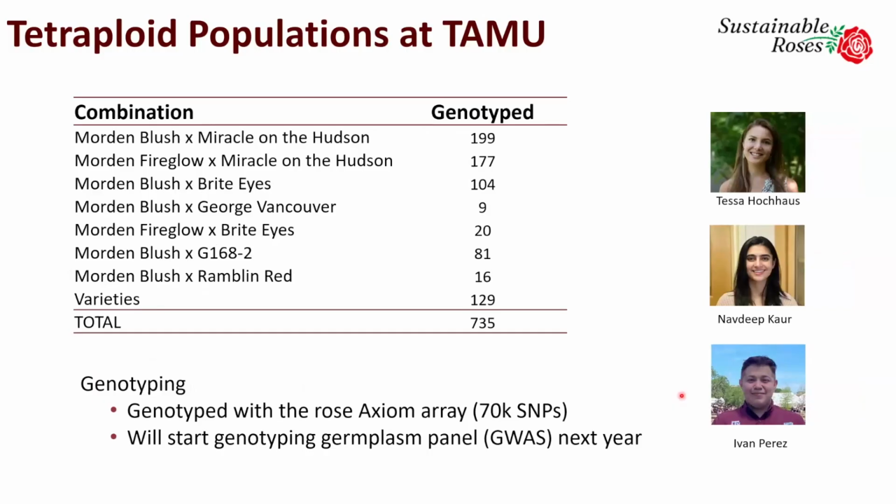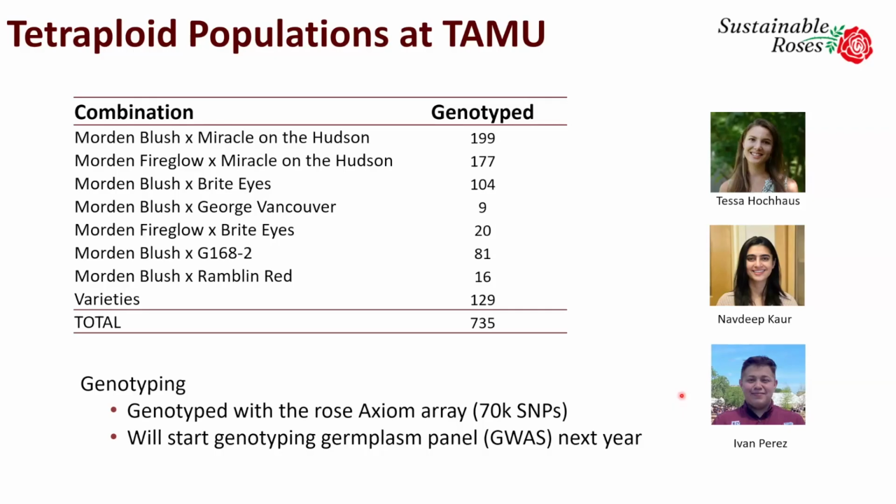Another thing that we are tasked to do is to actually genotype the materials that we're testing phenotypically. And what I have here is a summary of what has been genotyped so far using the Rose Axiom Array. That array allows querying 70,000 SNPs in the genome. And we have a total of about 735 lines that have been genotyped so far. The first 3 rows show 3 new populations that we're trying to focus on, in addition to minor ones that also have Modern Blush as a parent or Modern Fire Glow as a parent.